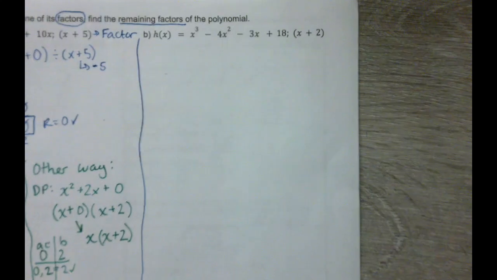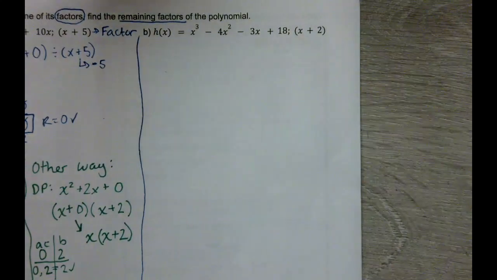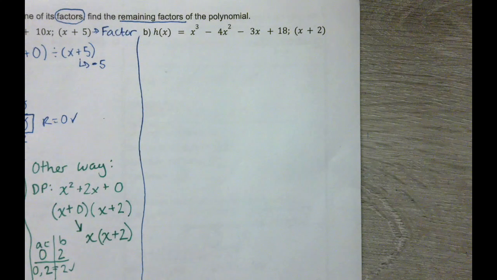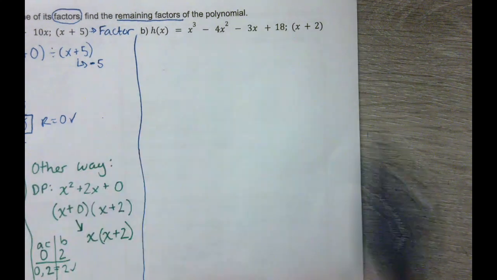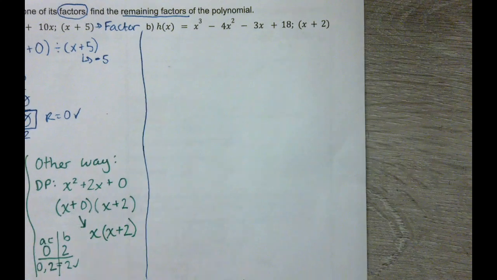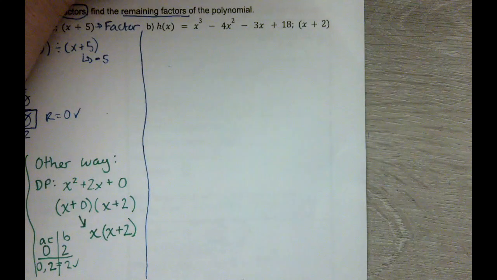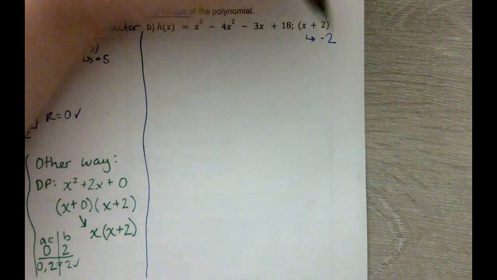B, h of x equals x cubed minus 4x squared minus 3x plus 18. There are no missing terms there. We do have the cubed, squared, x, and constant terms, and then x plus 2 is what we're dividing by. So we can jump right into the synthetic division process. Change that to a negative 2.